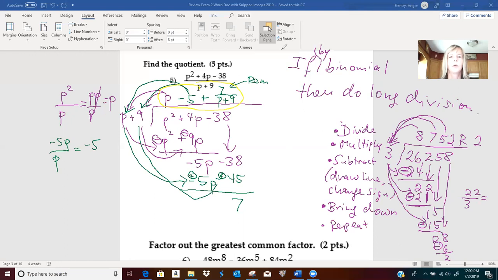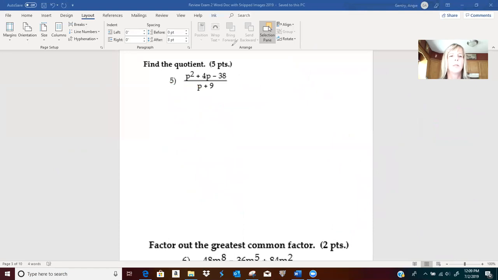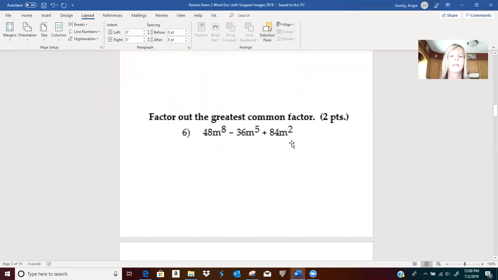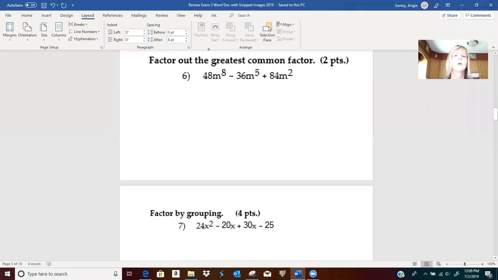Okay, so clear. If anything doesn't make sense, you email me and have me do it again so I can explain it better or something. Okay, now let's see. Back to, I'm going to get blue this time. Let's see. Factor out the greatest common factor. So it's always this. I say factor, you say greatest common factor.